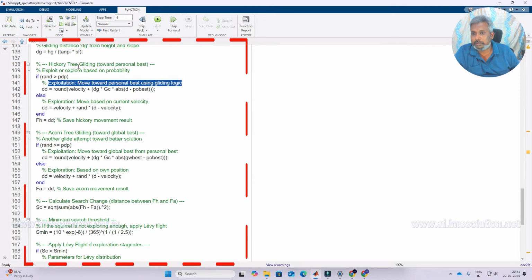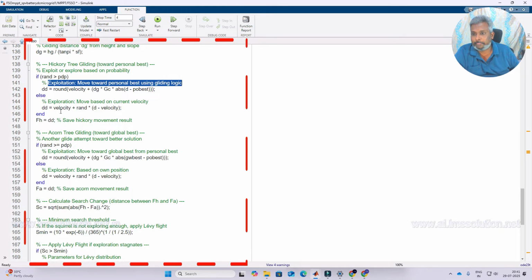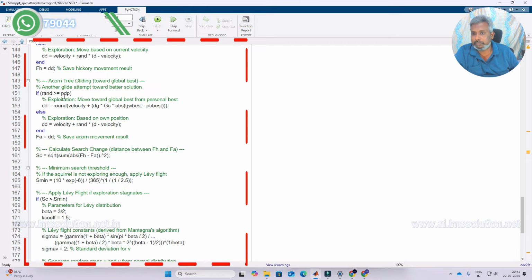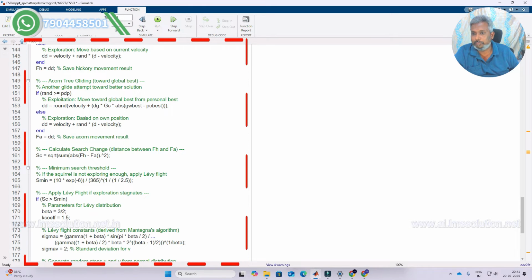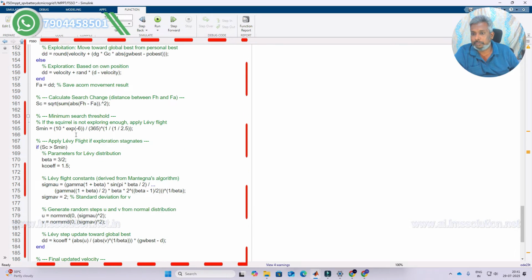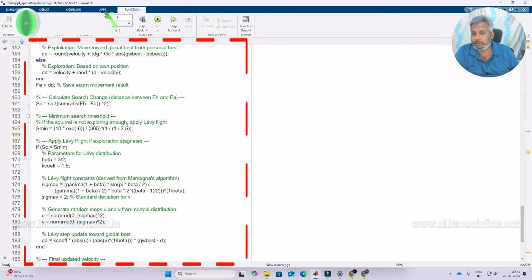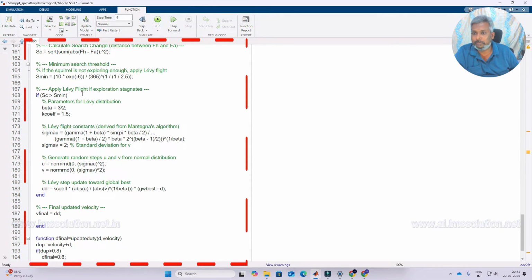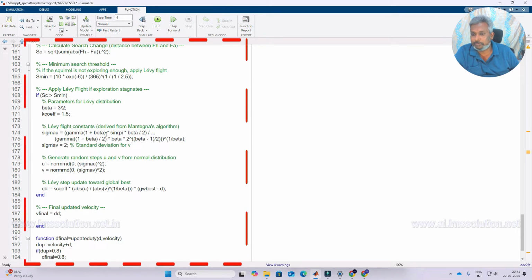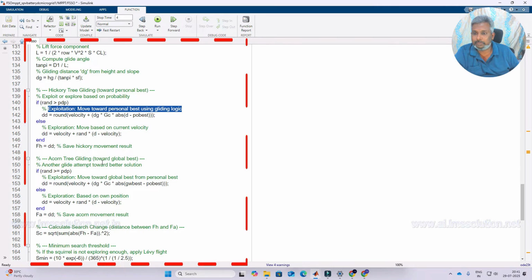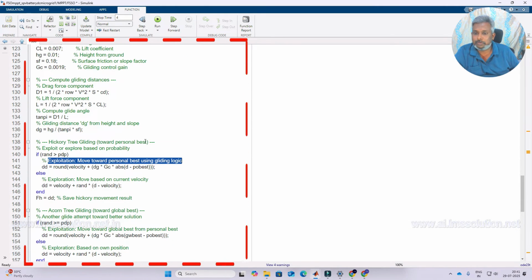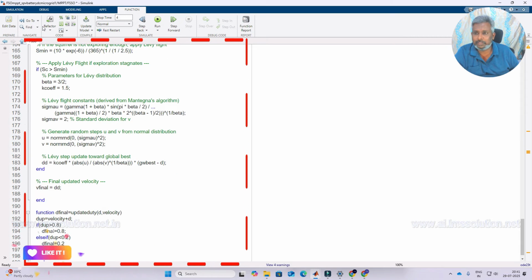So this is the hickory tree gliding concept. Then here you can see that we have to find a global best. This is the equation for the global best, and then it has some conditions. Based upon these conditions you have to calculate that, and then here we are going to apply the Levy flight concept also. So this is the code for the flying squirrel search optimization MPPT. These steps are used to generate the duty cycle.